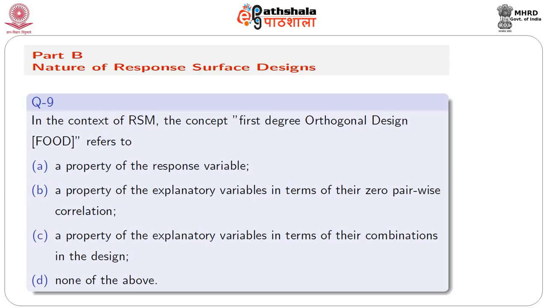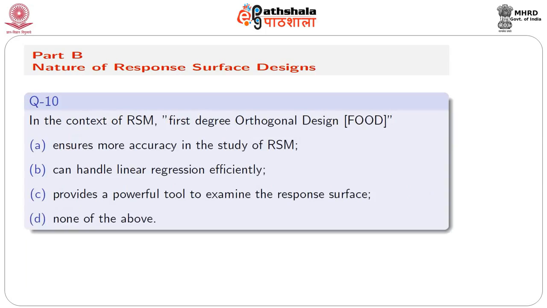You might think in terms of option C because it refers to a property of these variables in terms of their combination. Or it could in a way be referring to property B, where you are talking about zero correlation meaning zero covariance, pairwise zero covariance. Some sense of orthogonality is coming through B. Here again, in the context of food, it ensures more accuracy in the study of RSM, it can handle linear regression efficiently, it provides a powerful tool to examine the response surface, or none of the above. Okay, let's see.